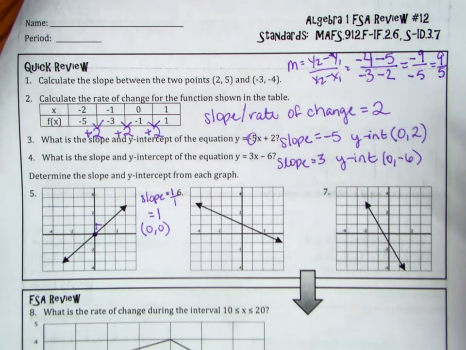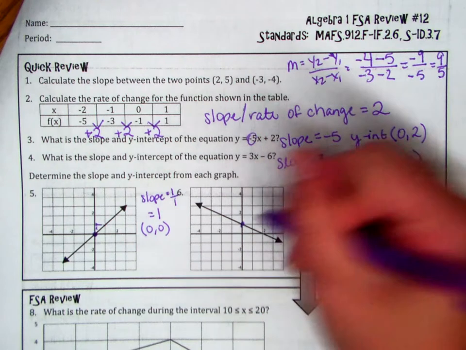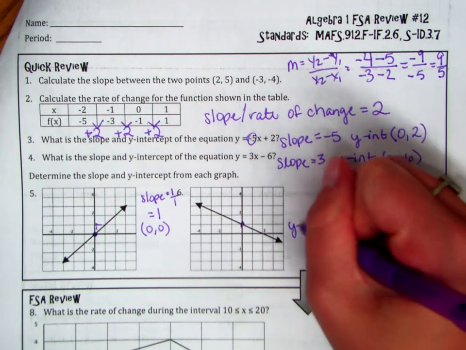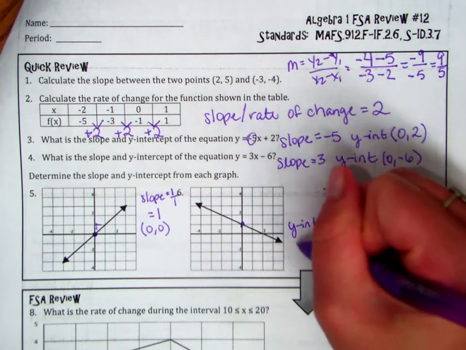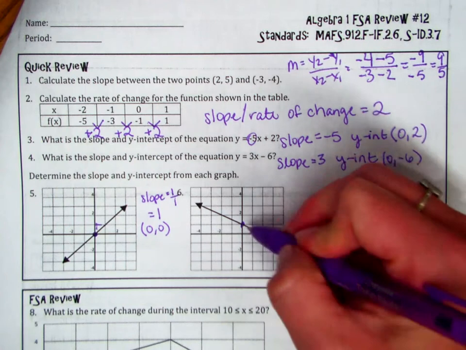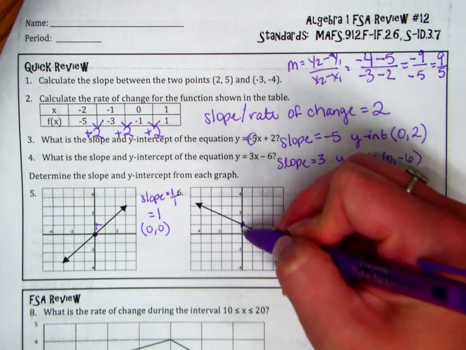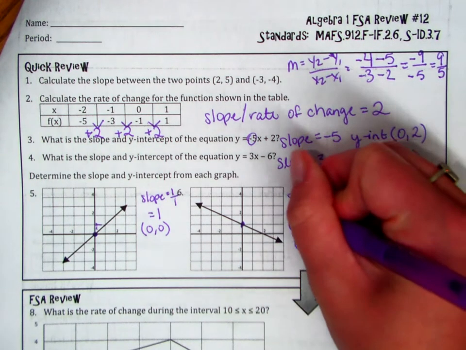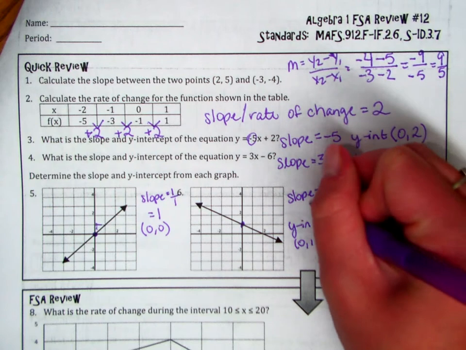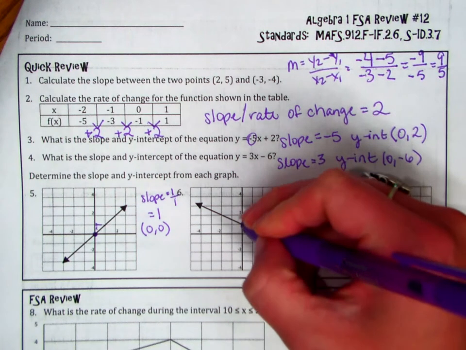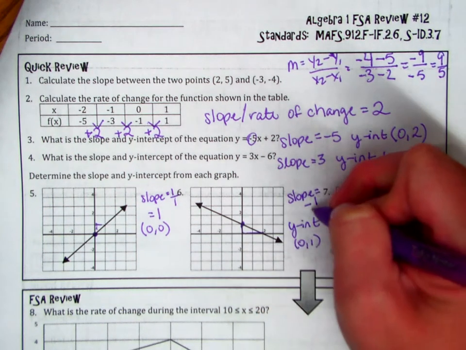Alright, so let's look at number 6. My y-intercept crosses my y-axis at 0, 1. And from this point to get to my next point, I go down 1, so my slope is equal to -1. So I go down 1, and I go right 2.